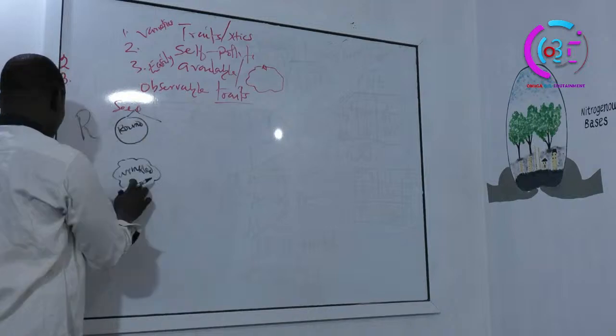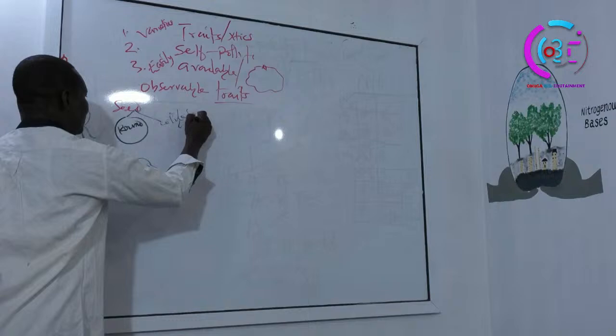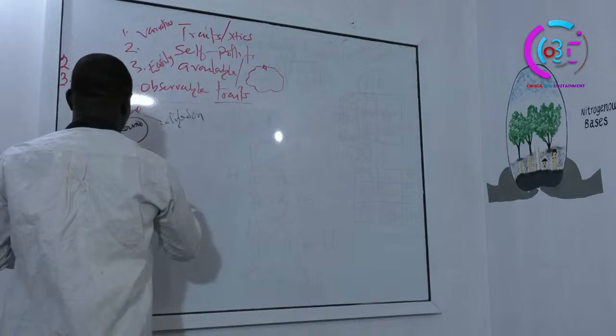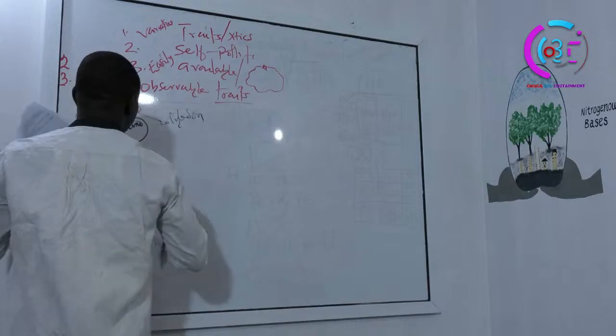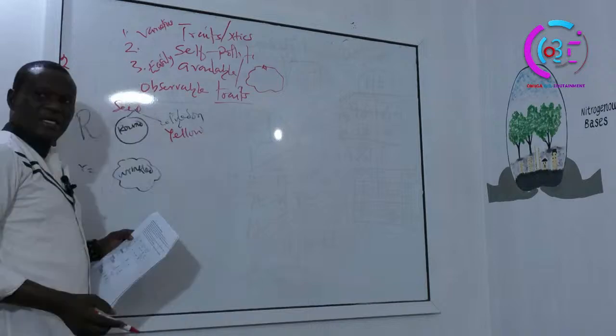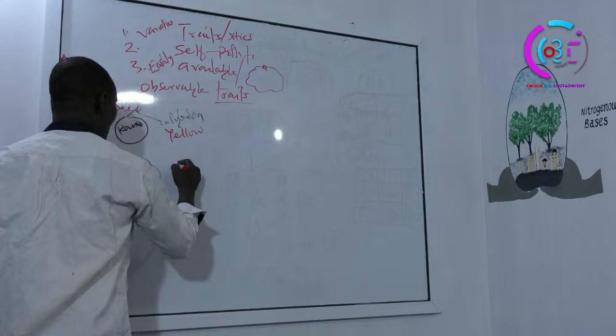Then the second one is the cotyledon. The cotyledon could be yellow, so that is telling us that yellow is going to be dominant. Yellow or green.